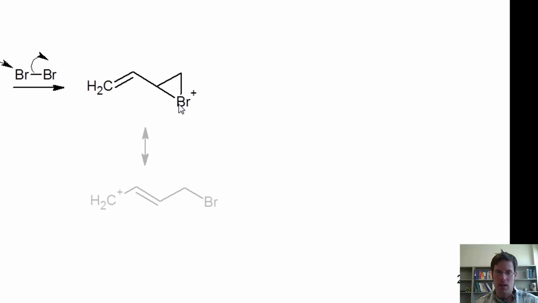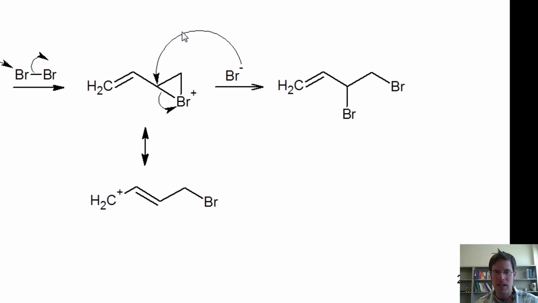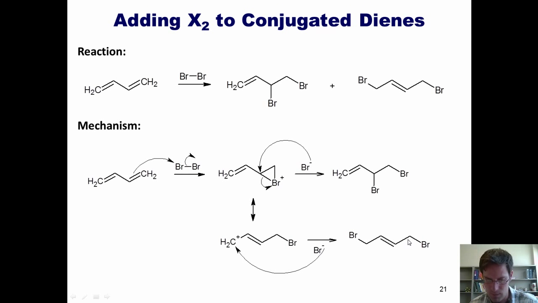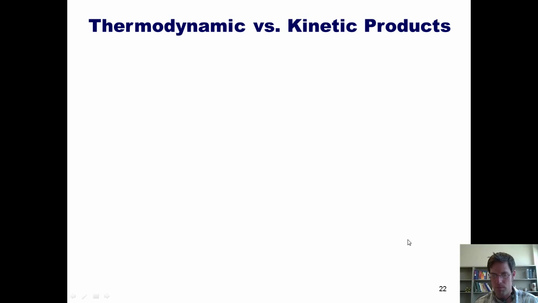Now what can occur here is these electrons can flip over here and open this ring up to give me the resonance stabilized carbocation at this position. If my bromide comes in here and kicks this one open, I get this product, which is the first one. If my bromide comes in there, it gives me this product, which is my second one. Now this brings us to an important point.